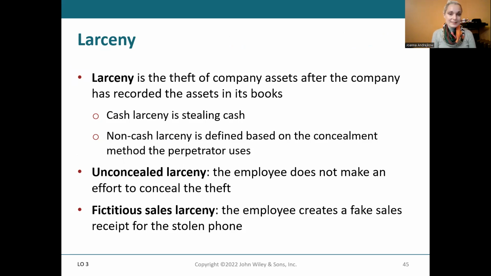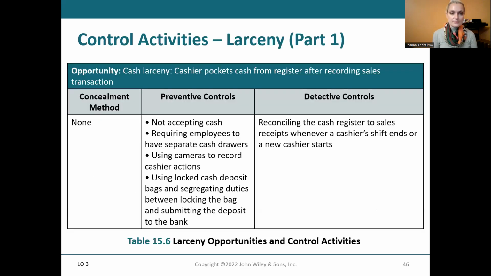Cash larceny is stealing cash. Non-cash larceny is defined based on the concealment method the perpetrator uses. You can use unconcealed larceny, where the employee does not make an effort to conceal the theft, they just steal the items. Or you can have fictitious sale larceny, when the employee creates fake sales receipts for stolen items and pretends that a sale existed when it didn't.